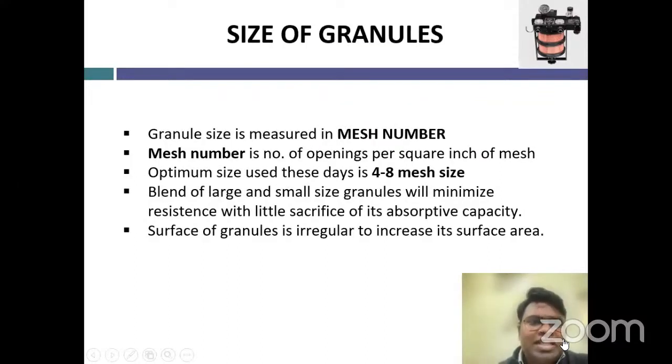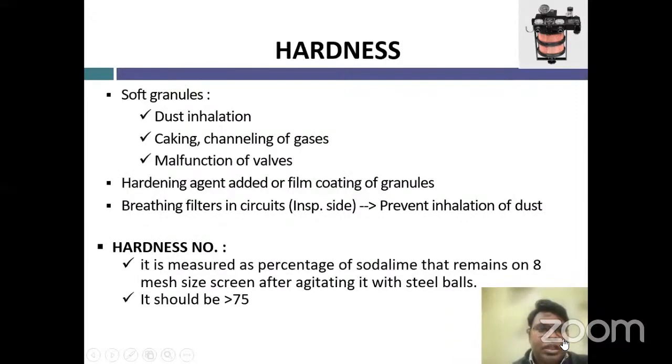Remember, granule size is always measured in mesh number. Mesh number is basically the number of openings per square inch of mesh. Optimum size is 4 to 8 mesh size. Coming to another concept, hardness number. It is measured as a percentage of soda lime that remains on an 8 mesh size screen after agitating it with steel balls. It should be more than 75.